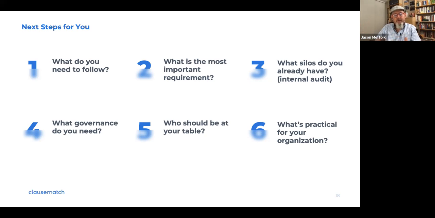So, what governance do you need? Do you already have some of these things in place? Who should be at your table? But at the end of the day, what's practical for your organization is the most important thing. You're not going to be able to do everything, so just do what works best for your organization.